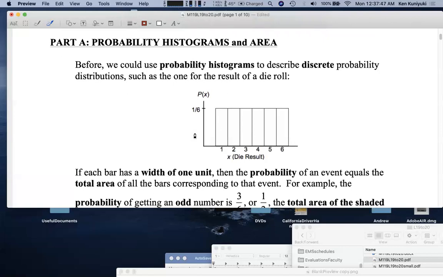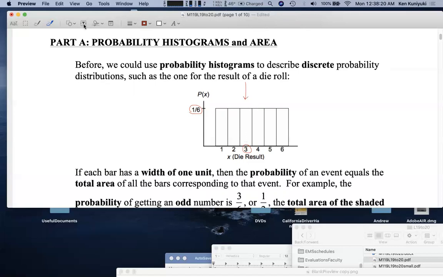Before, we could use probability histograms like these to describe discrete probability distributions, such as the one for the result of one die roll. And this is an example of a discrete uniform distribution because the probability for each possible face was the same. It was 1/6. So for example, what's the probability of getting a 3 on one die? Well, it corresponds to the area of the corresponding bar. And how do we get the area of this corresponding bar?